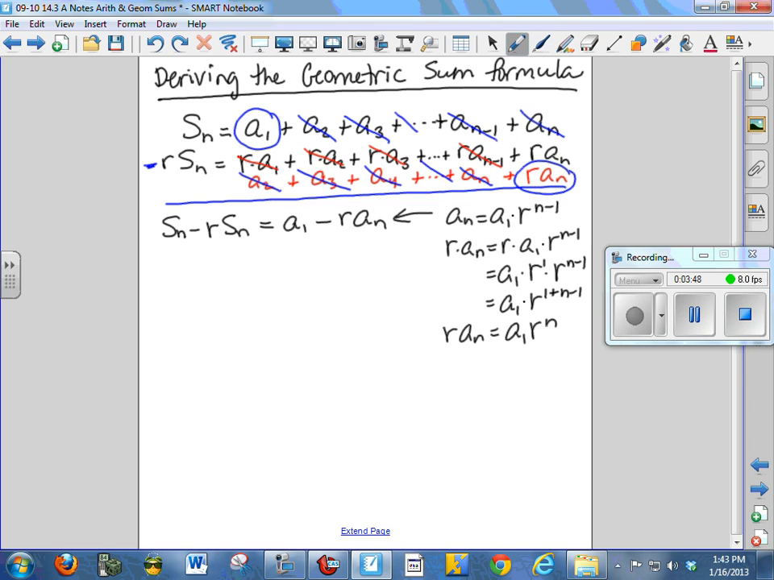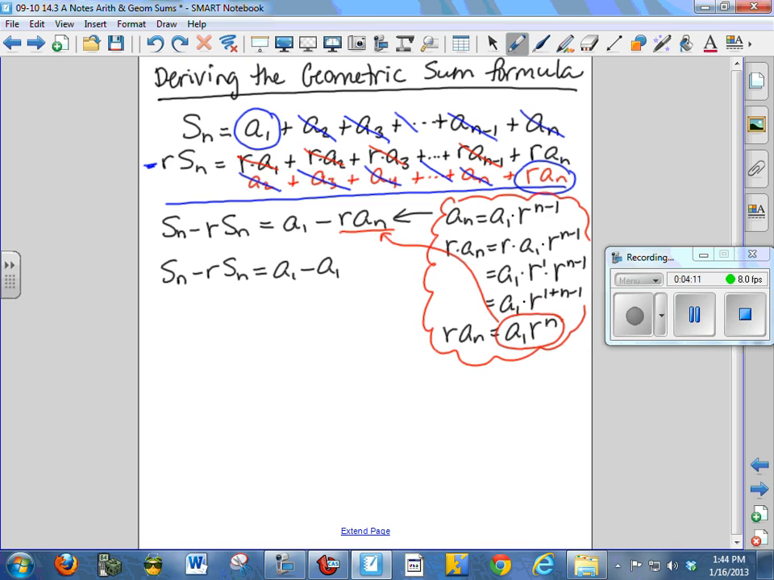Having done all of this off to the side in a little bracket here, I'm going to take my result and substitute it right here for r times a sub n. So now I'm going to have S sub n minus r times S sub n is a sub 1 minus a sub 1 times r to the n. And the reason I'm doing that is because I obviously want to create a formula that only involves known quantities. And I know the first term, I know what r is, and I know how many terms I want to add up. So that's a sub 1 and r and n. I know those, so that makes a great formula.